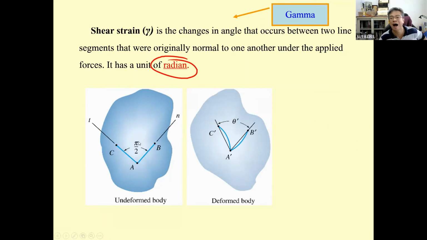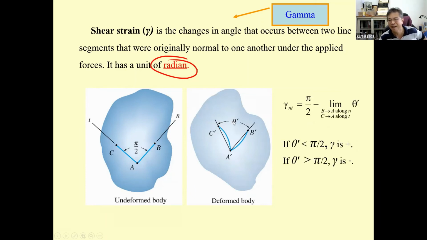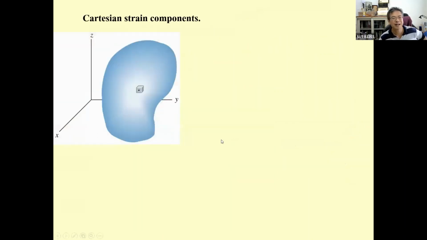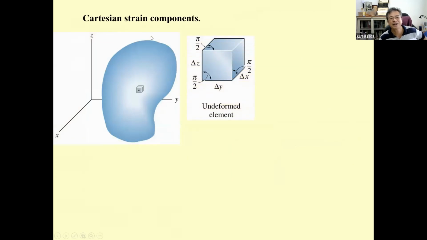That's why they use pi over 2 and then minus theta prime. Okay, and if theta prime is less than pi over 2, that is provided positive. That means it's going to be something in this one. But if it's like this, it's going to be negative.